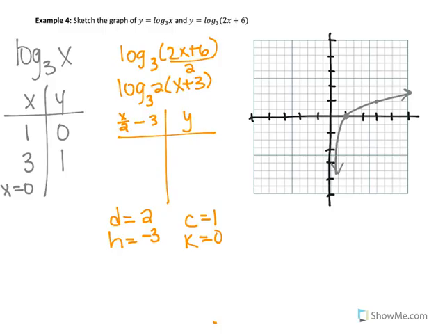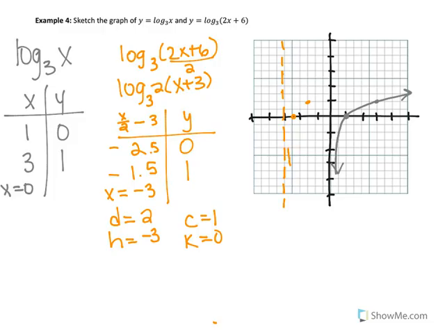So our new points will be 1 divided by 2 is a half, subtract 3 is negative 2.5, and 0. 3 divided by 2 is 1 half, minus 3 is negative 1.5, and 1. And 0 divided by 2 is 0, subtract 3, moves our asymptote to negative 3. So let's draw the asymptote in first. Love me a good asymptote. We have negative 2.5 and 0, and we have negative 1.5 and 1.